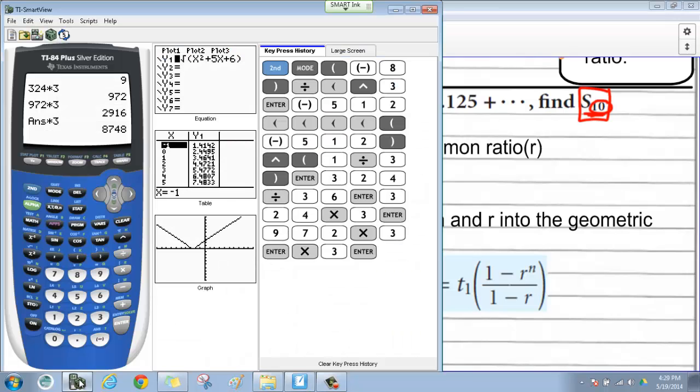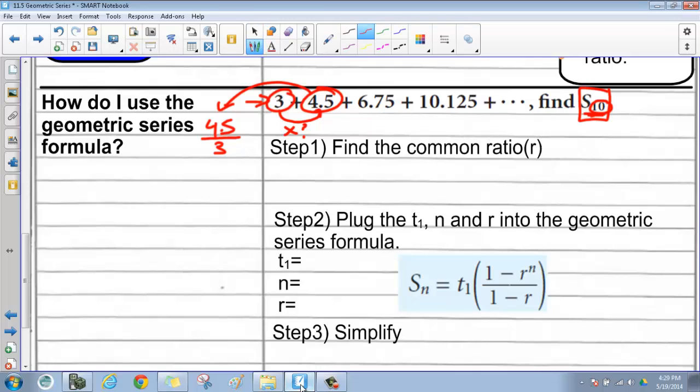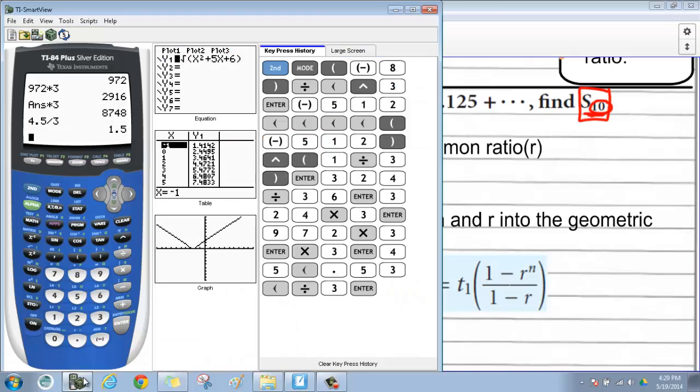If you can't do that in your head, you just grab your calculator and do it on your calculator. 4.5 divided by 3. There we go, 1.5. Let's just double check that and see if that works. So supposedly I did this right. A common ratio is 1.5. So if I take 4.5 and multiply it by 1.5, I should get 6.75. Let's see if that's true. 4.5 times 1.5 equals, there. Okay, so it is. That is the common ratio.